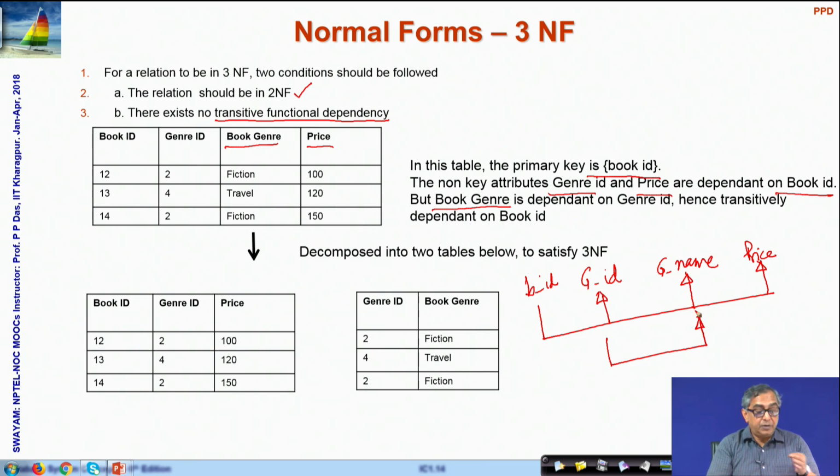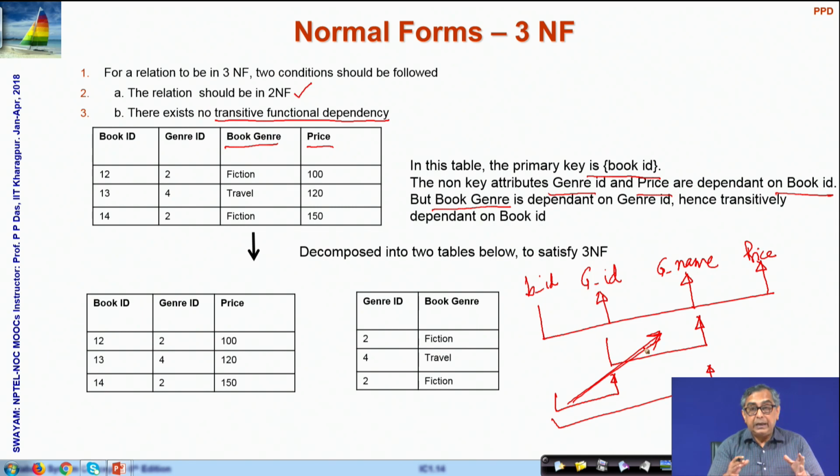The genre ID, if I say the genre ID is 2, I know the name of it is fiction. Obviously, for the same genre ID there cannot be 2 names, right. So, there is another dependency here. So, what I get is a transitivity in terms of book determines genre ID, genre ID determines genre name and book determines genre name. So, this is the transitivity that I am getting. A determines B, B determines C, and I already have A determines C directly here.